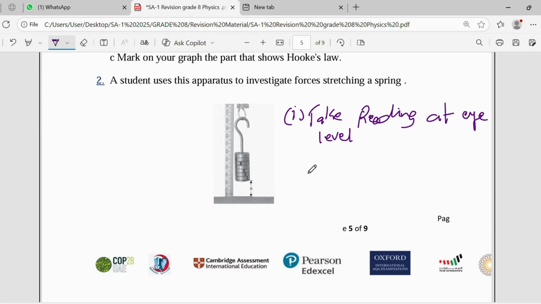Why we need to take a reading at eye level means in order to avoid the parallax error. So we are taking the reading to avoid the parallax error. That's why we are taking the reading at eye level.